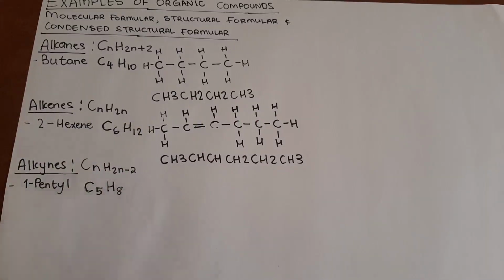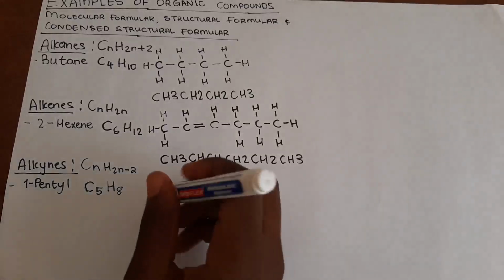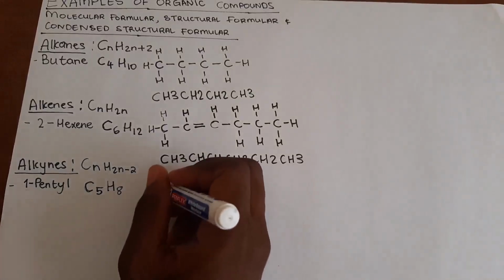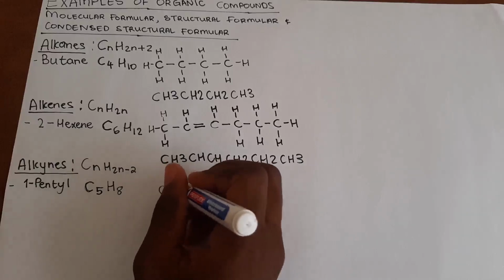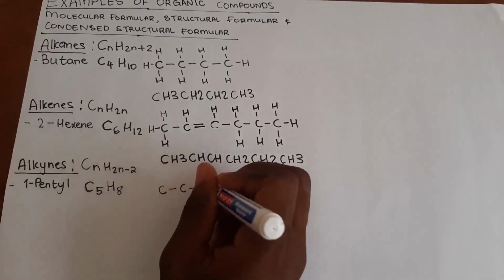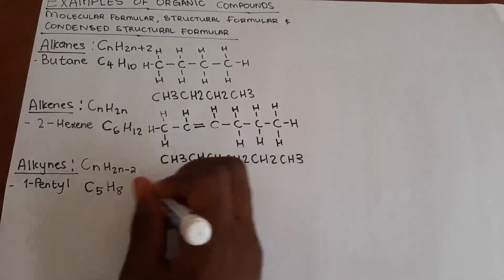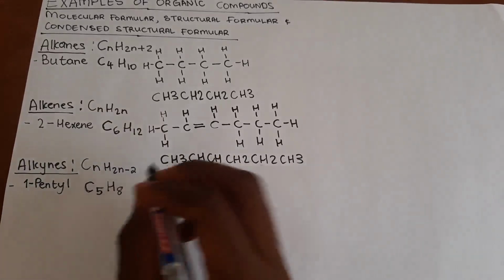So this is the molecular formula for 1-pentyne. Now, let's move to the structural formula for pentyne. We're going to have five carbon atoms: 1, 2, 3, 4, 5. As you can see, how many C atoms? Five.